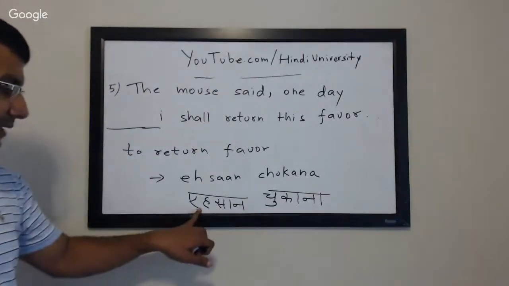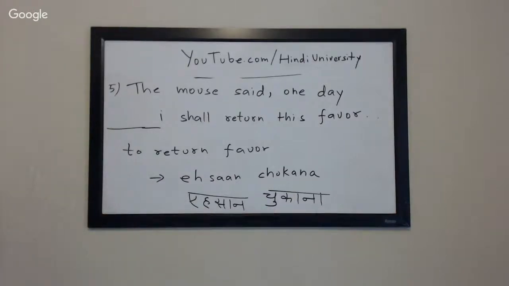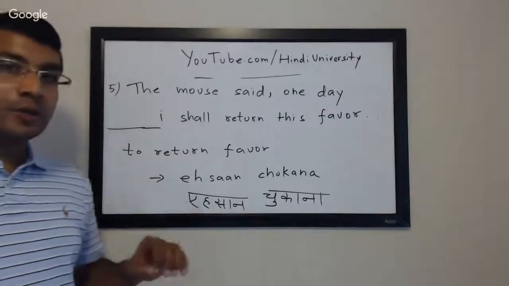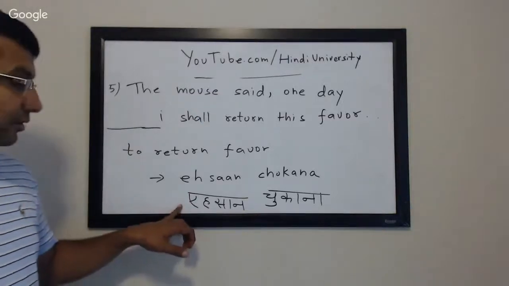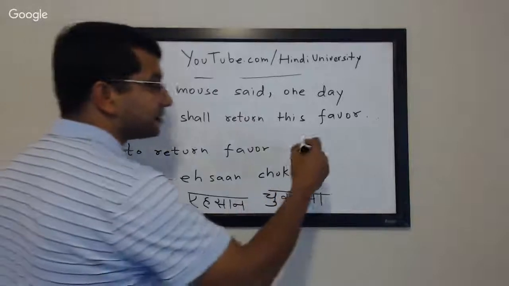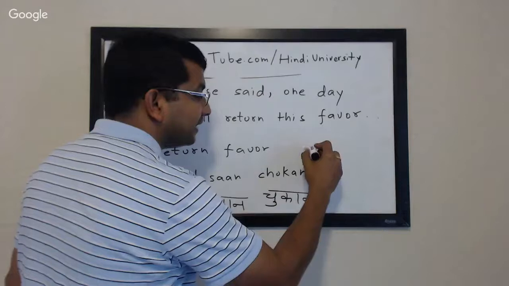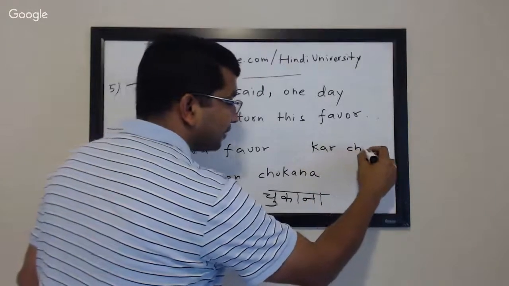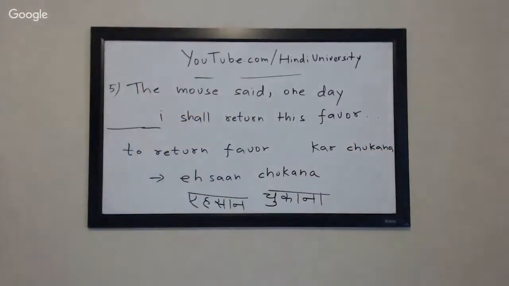Repeat after me, ehsaan chukana. Same thing, let's say if somebody is paying off a debt. Debt is nothing but, you know, byaj, actually byaj is interest, or kar, tax. So to pay off a tax is kar chukana. So you can use that in many contexts.